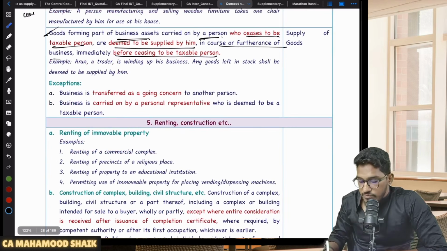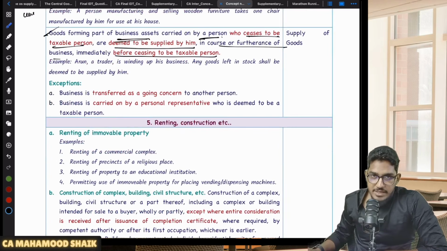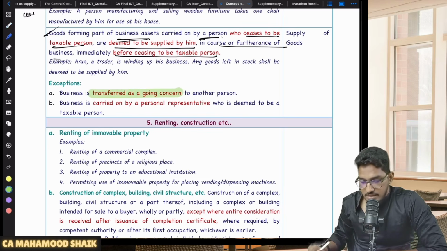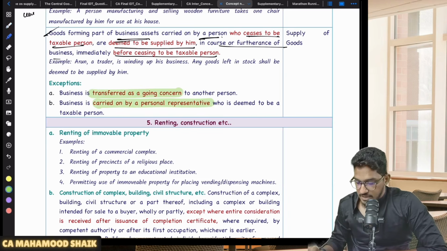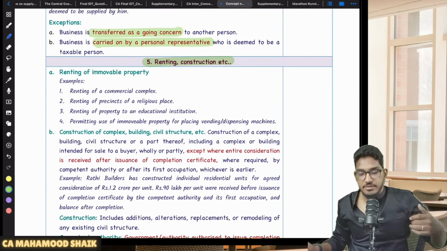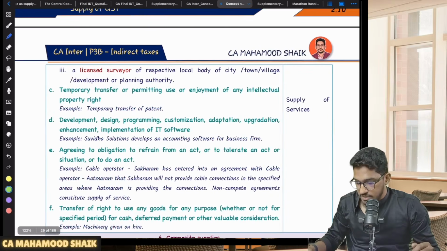So generally, goods forming part of business assets of a person who ceases to be a taxable person are deemed to be supplied by him. But two exceptions are there. What are they? Number one, business is transferred as a going concern. Number two, business is carried on by the legal representative. Understood? Next. One more category: renting, construction, etc. Under para number 5, they have listed out various activities which will be treated as supply of services.